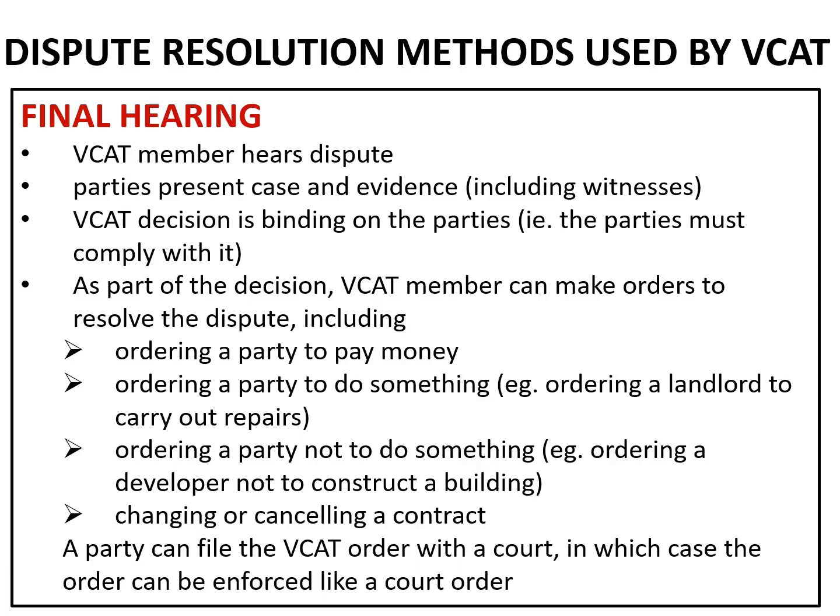It's important to remember that VCAT's decision at a final hearing is binding on the parties in the sense that they must each comply with it. If a party does not obey an order that is made by VCAT, then the other party can file that order with a court. In such a case, the order can be enforced like a court order. This means that if the party that's refusing to comply with the order continues to refuse to comply with that order, then they will be in contempt of court, and contempt of court is punishable by a fine or imprisonment.